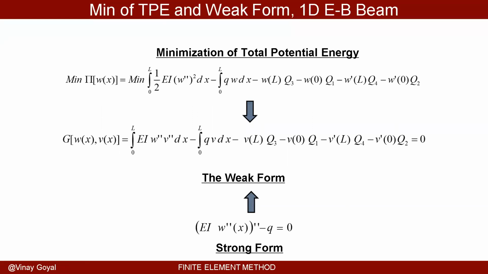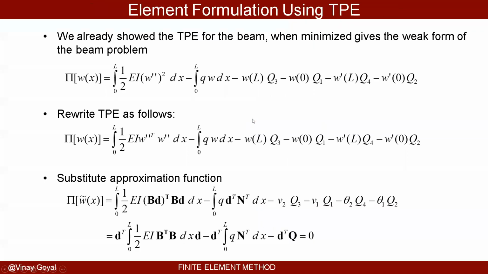Now recall that we can go from the strong form to the weak form, which is what I just did. I can also go from the total potential energy down and get the same answer. So let's see, what if we did that? Recall that we already showed that the total potential energy of a beam, when minimized, gives the weak form of the problem. I'm not going to repeat that.